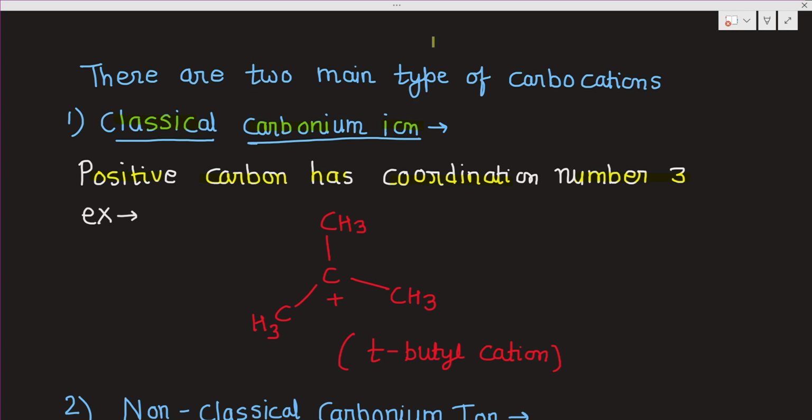See here, this is the structure. This is called tertiary butyl cation, in which 3 CH3 groups are bonded to a carbon atom with a positive charge.